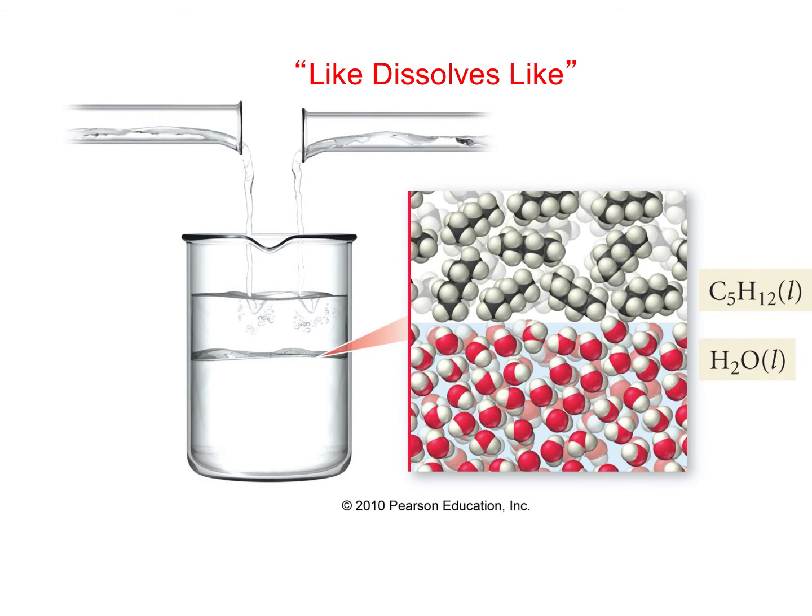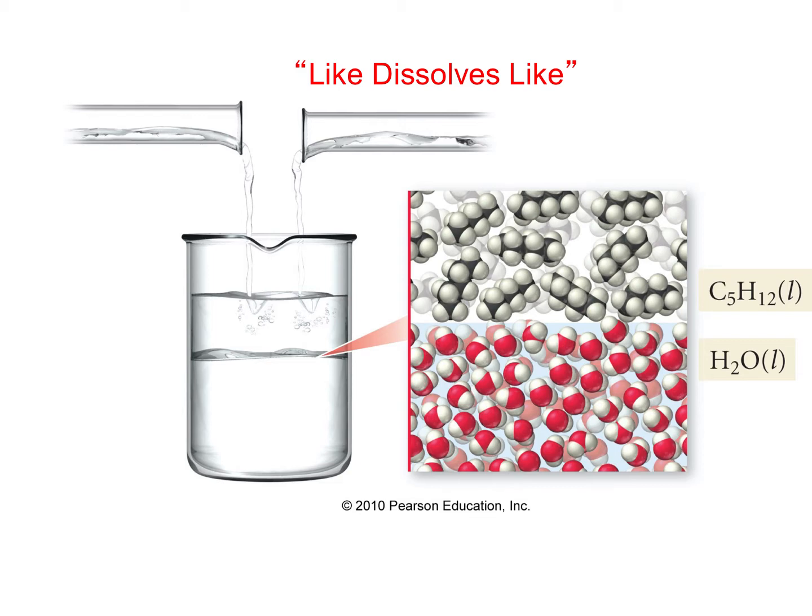If we took pentane, C5H12, and tried to mix that with water, because pentane has London dispersion forces, and water can undergo hydrogen bonding, these are very different intermolecular forces, and so a nonpolar substance like pentane is not going to want to mix with a polar substance like water.